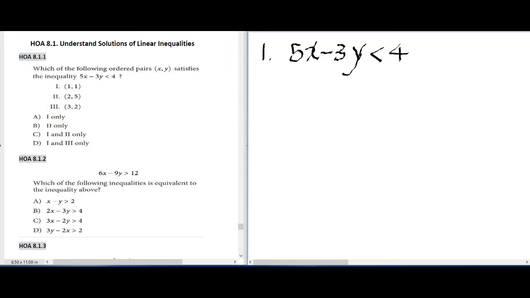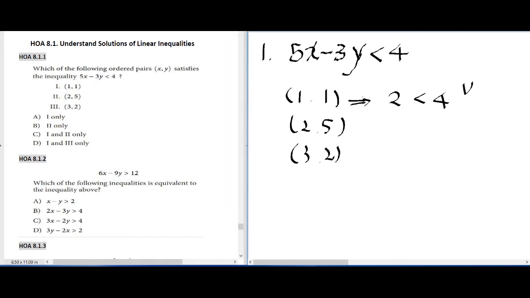And then they gave three points: (1, 1), (2, 5), and (3, 2). They just want to find the ordered pairs (x, y) that satisfy this inequality, which means the solution, right? You can do this one mentally. If you plug in (1, 1), on the left-hand side you will get 2, right? 2 is less than 4, that's correct.